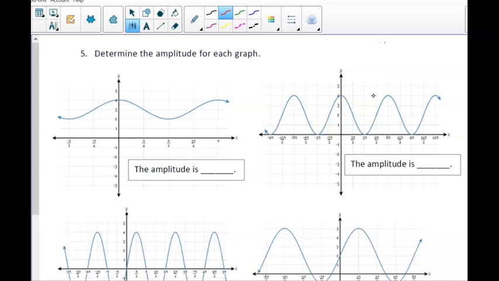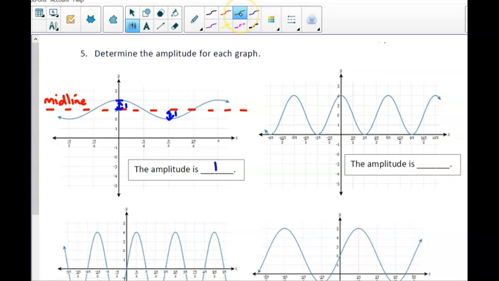All right, so in the first problem, 4 is the top, and 2 is the bottom, so halfway between 4 and 2 is 3. So the midline for this problem is 3, or y equals 3. I'm going to write the equation for it. That's the midline. And the amplitude is how much you are above the midline or below the midline, and that's the amplitude. So in this problem here, the amplitude is 1.